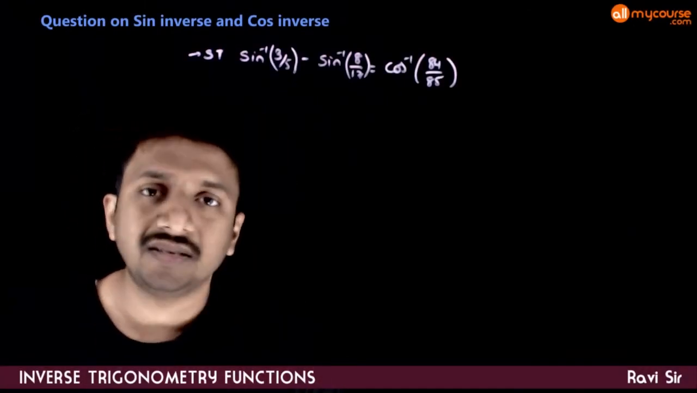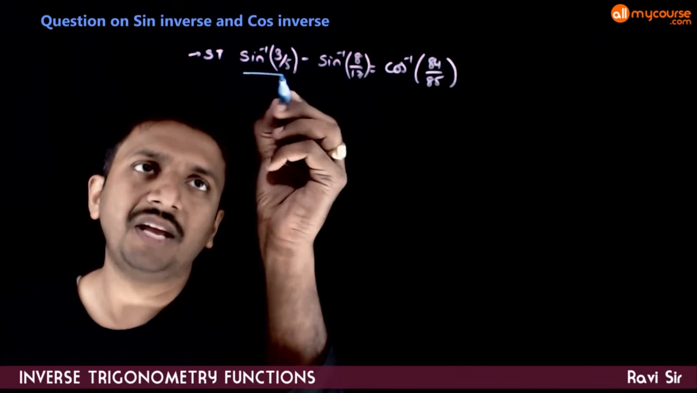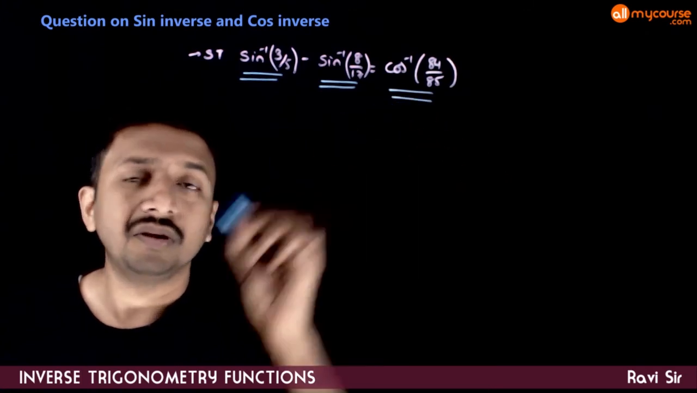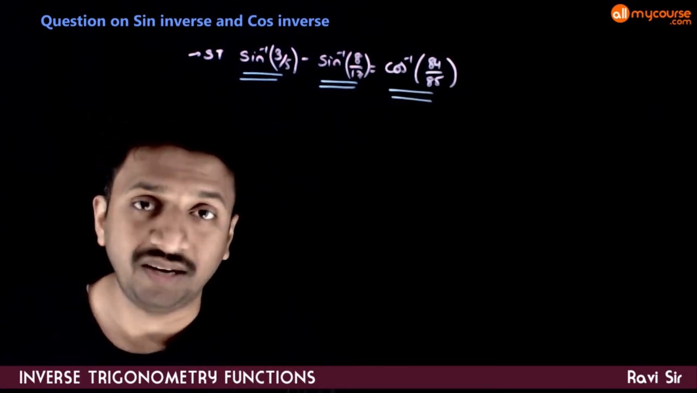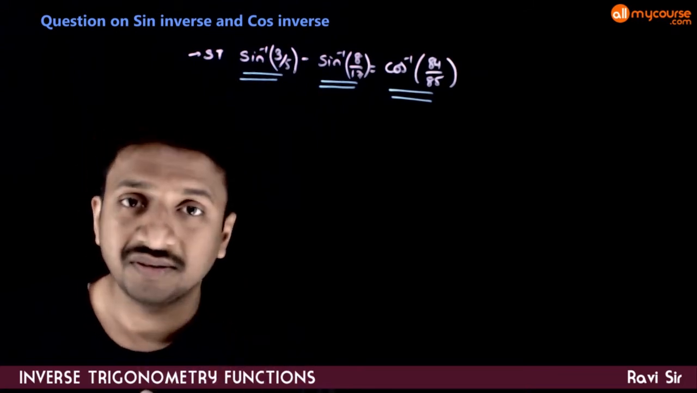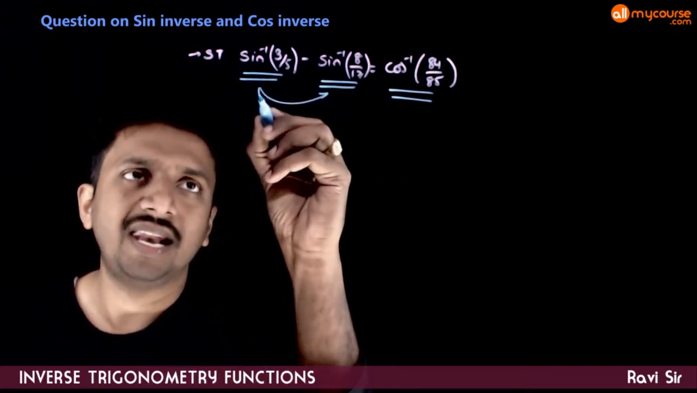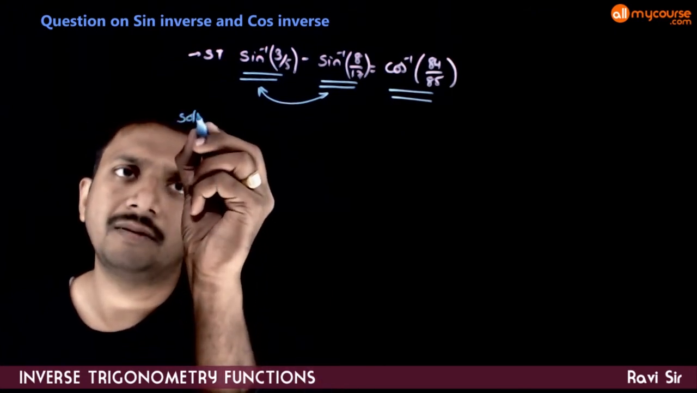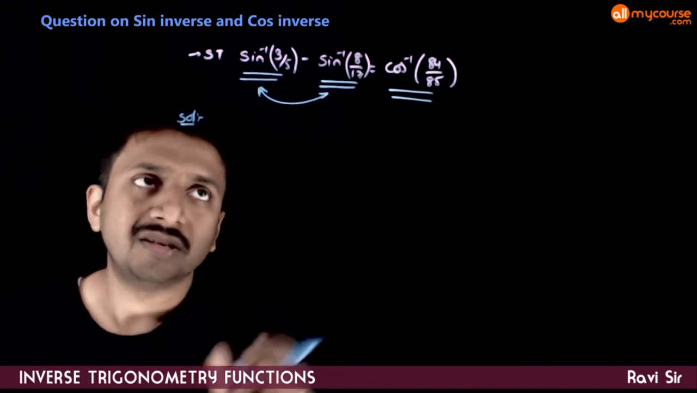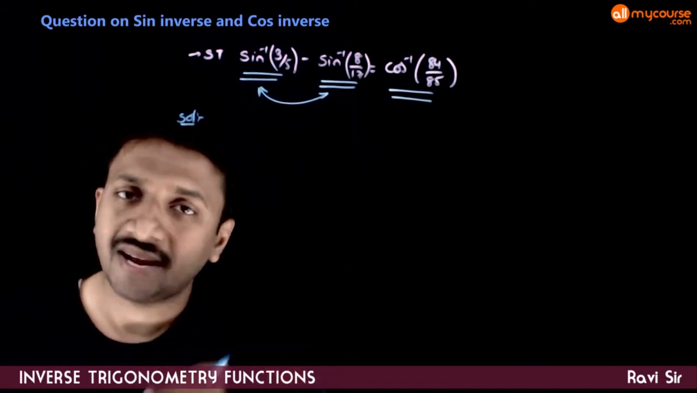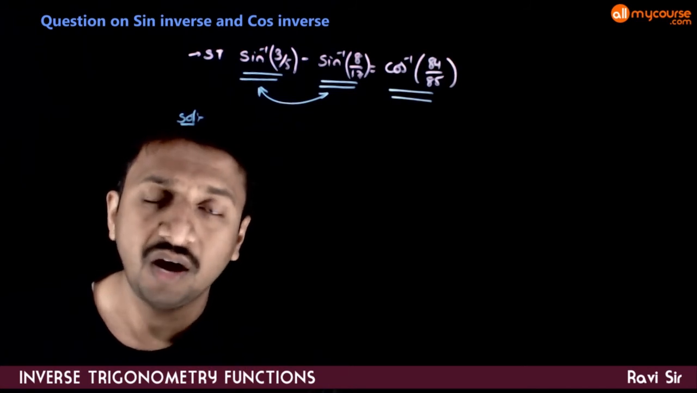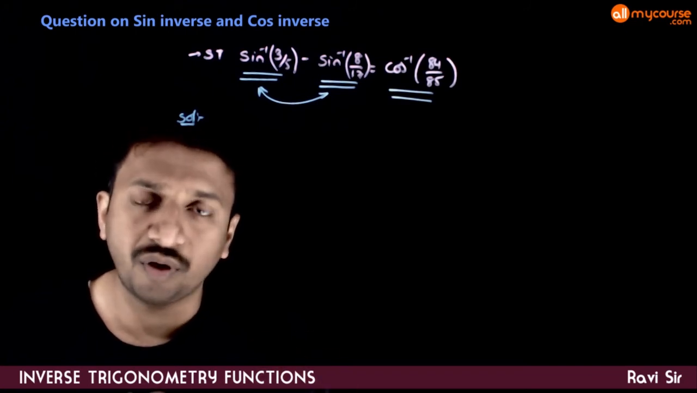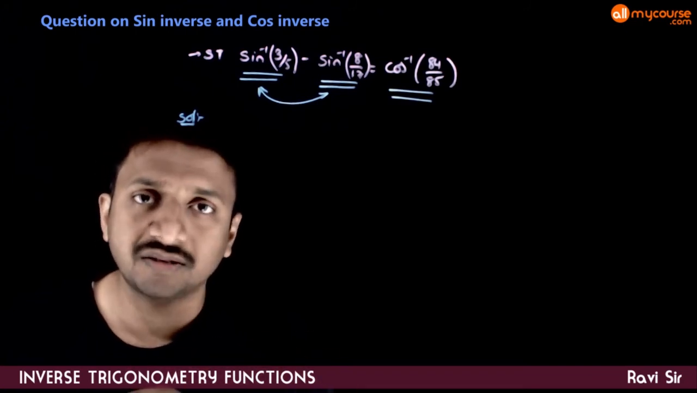So let us try to analyze this question. Sine inverse of 3 by 5 minus sine inverse of 8 by 17 is equal to cos inverse of 84 by 85. We need to prove this. Let us start with the LHS and see whether it is equal to the RHS. So there are two methods. Directly you can deal with sine inverses and use the formula corresponding to sine inverse, or you can convert both of these into tan inverse and go forward. So I'll do it by both the methods.